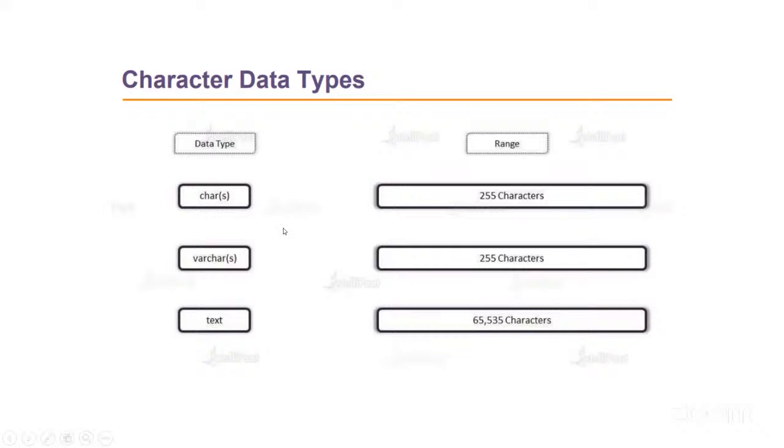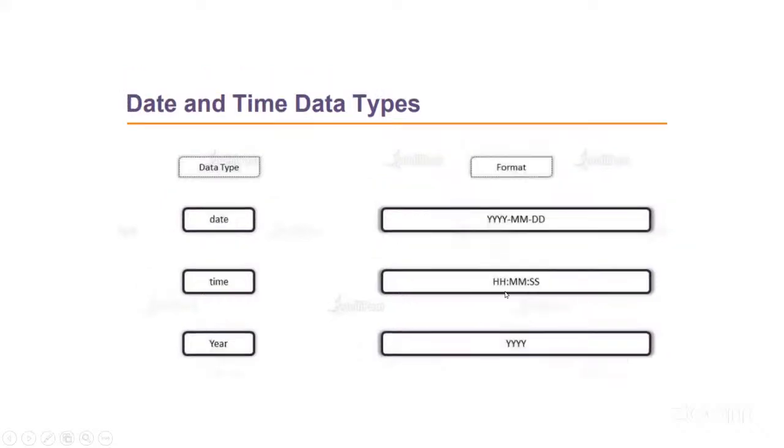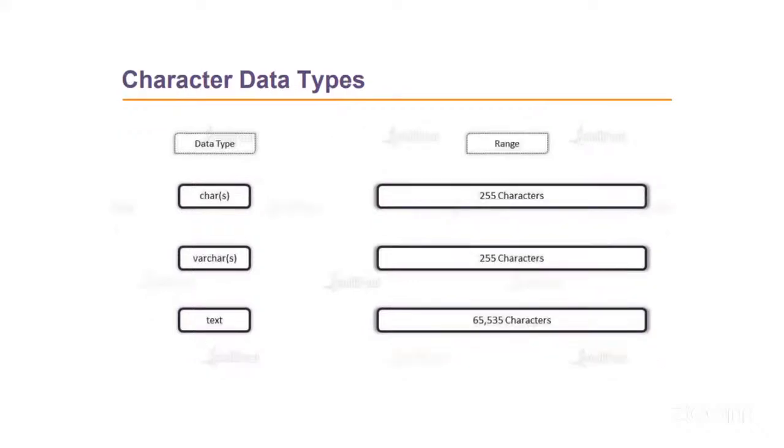But when you go for varchar, it scales. If you give 20, it will take 20, so you can store 20 characters in that. In that way, you can decide whatever suits best. If you go with text, this many characters. So these are all the data types and their ranges. You also have different date types: date, time, year.